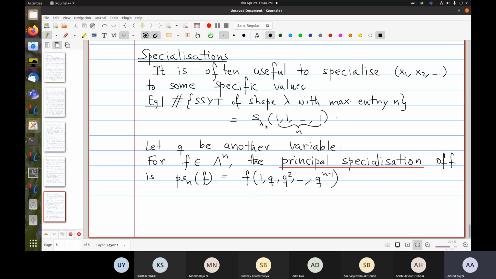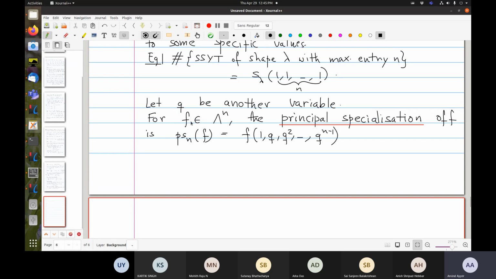So if you were able to evaluate S lambda at 1, q up to q to the n minus 1, and you get a nice formula, involving maybe q-binomial coefficients, things like that, then there is no problem with setting q equal to 1 later. So this is an intermediate step towards counting something, and this is why we will also use them.